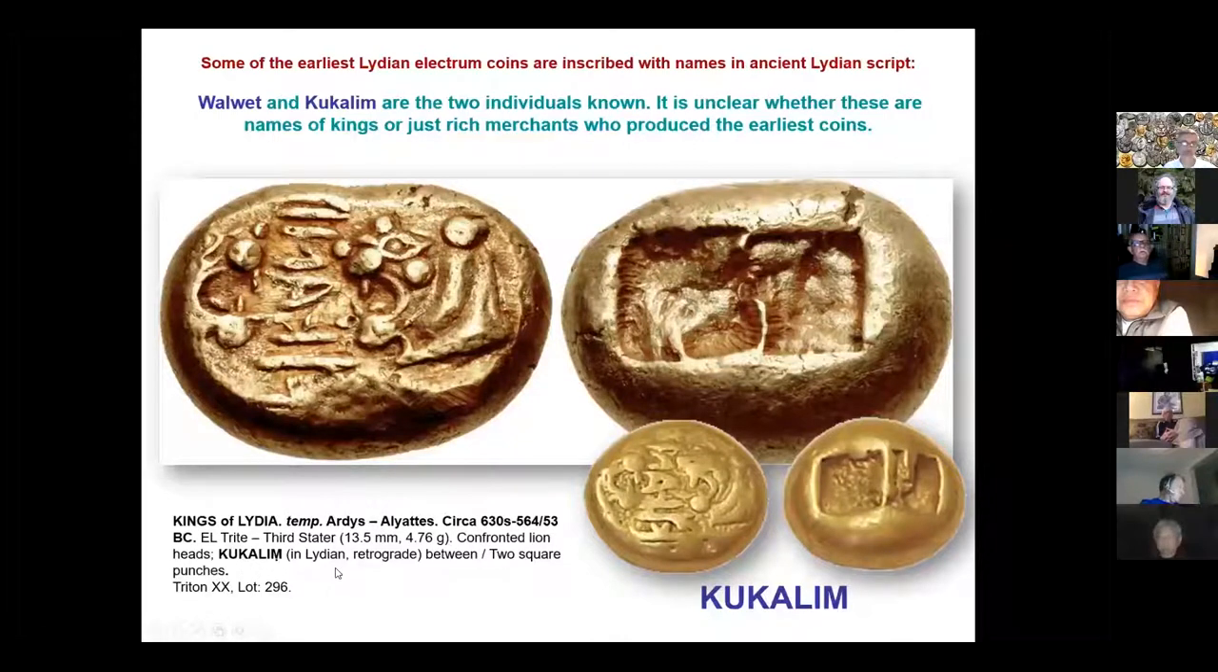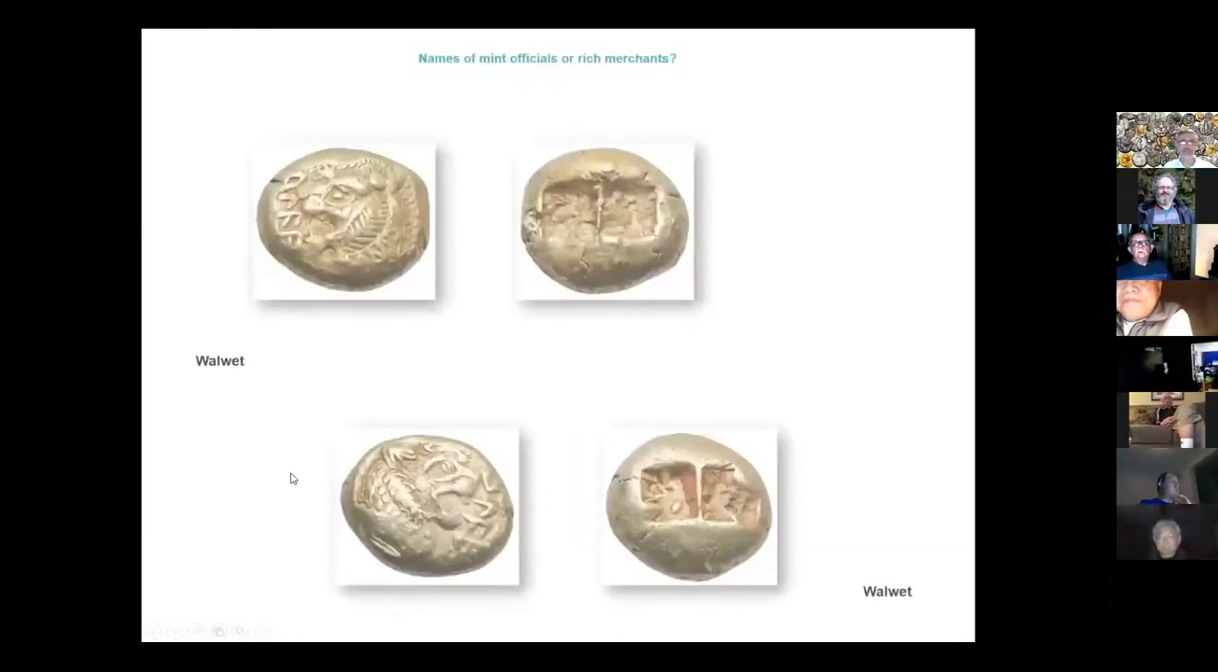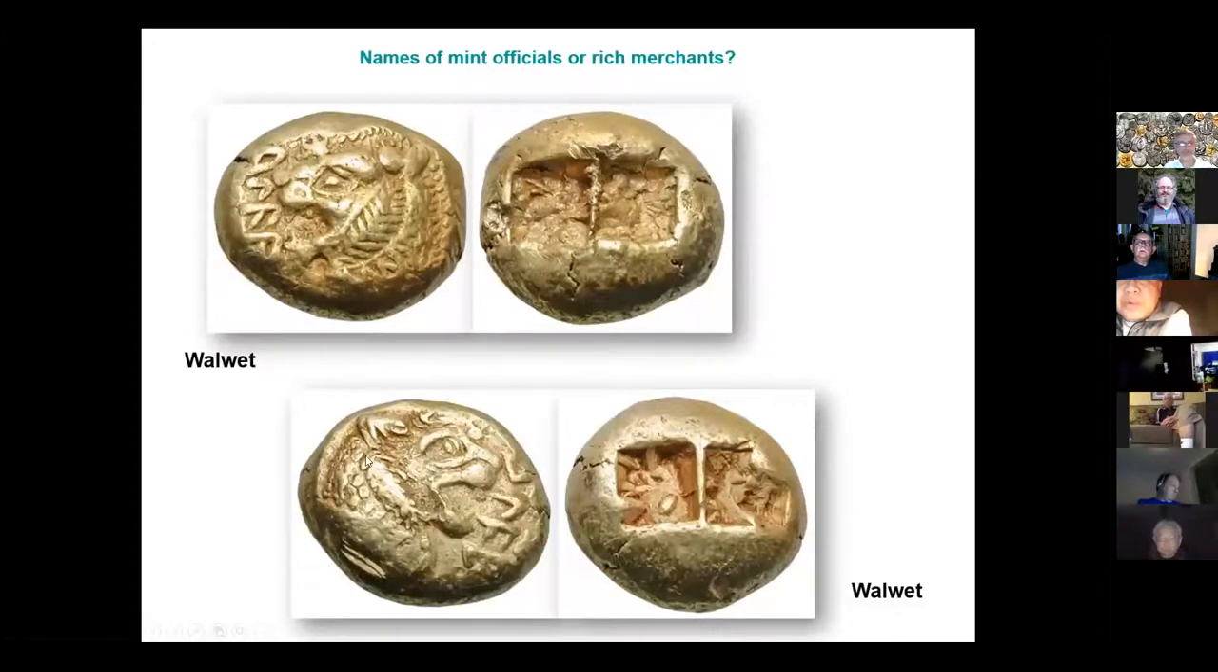Anyways, this one supposedly reads Kukalim, and as you will remember, I gave you the names of the Lydian kings. There is no one nearly similar to Kukalim in the dynasty. And then you have Walwet here. Again, no personage, historical or mythological, is known by this name. However, it is very curious that from the earliest times we see coins with inscriptions. That tells us a little bit about the literacy of the ancient people. Even though it's just one word, maybe just a name, yet it is inscribed, of course, for a reason.